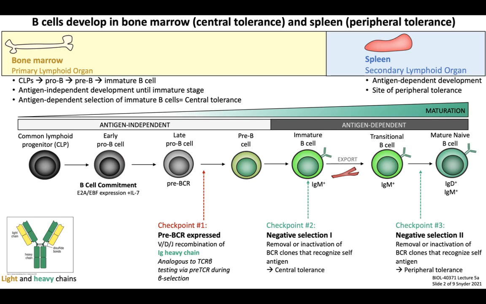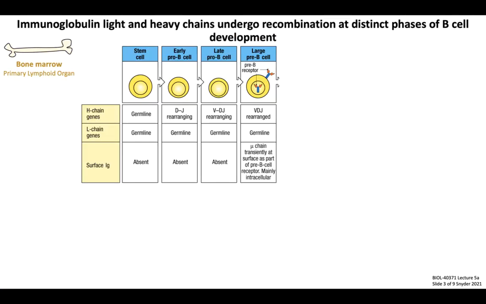Only once transitional B cells pass this third checkpoint of peripheral negative selection are they then allowed to develop into mature B cells, which are characterized by the expression of their BCR on both IgD and IgM isotypes. The majority of these mature B cells reside in the spleen or lymph nodes, where they receive survival signals and await activation through the binding of cognate antigen, which is what we will cover in our next lecture for week 5.